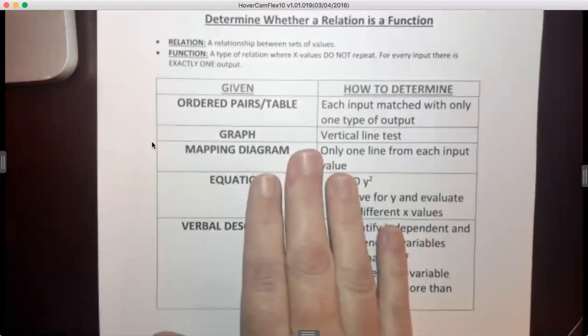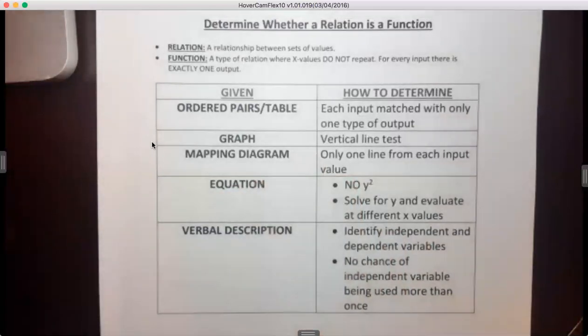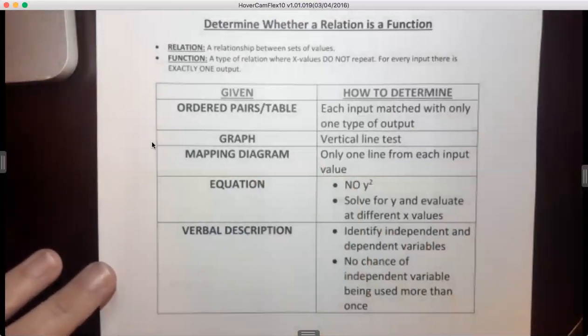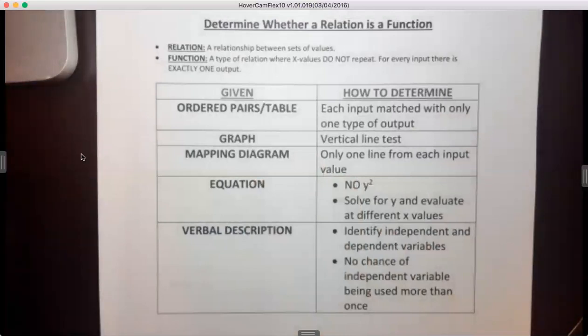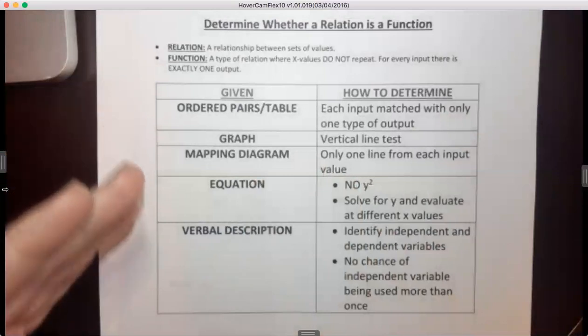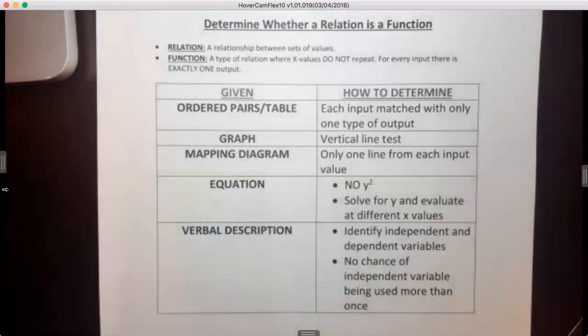Hi, these are notes on determining whether a relation is a function or not a function. You have this in your modules for the day that we worked on it. We know that a relation is a set of values, and we know that a relation is a function when the x values do not repeat. You have this information in your notes, or you can get it off the module, just print it out.